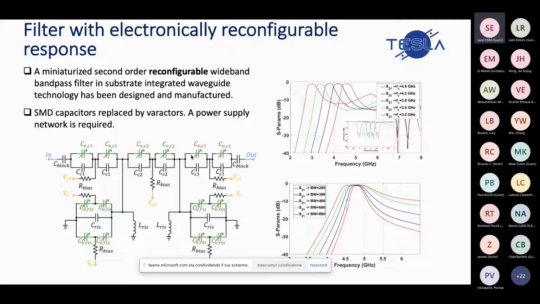The figure shows the schematic of the second order filter. As I said, the varactors allow the tuning of the resonance center frequency of each resonator by controlling, of course, the capacitance, and also the control of the coupling elements. Bandwidth and central frequency can both be tuned by controlling the voltage biasing of the varactors, and we had to design also a bias network to include in the PCB.